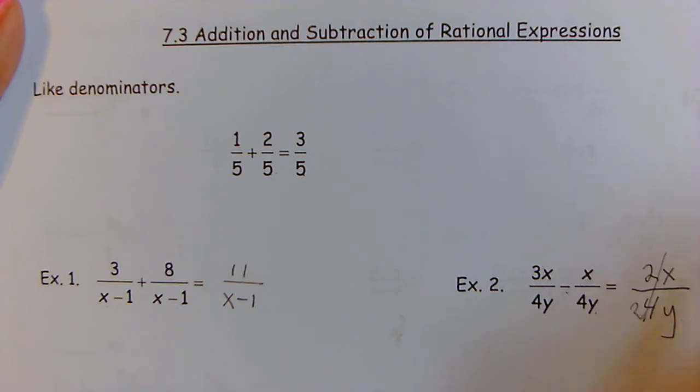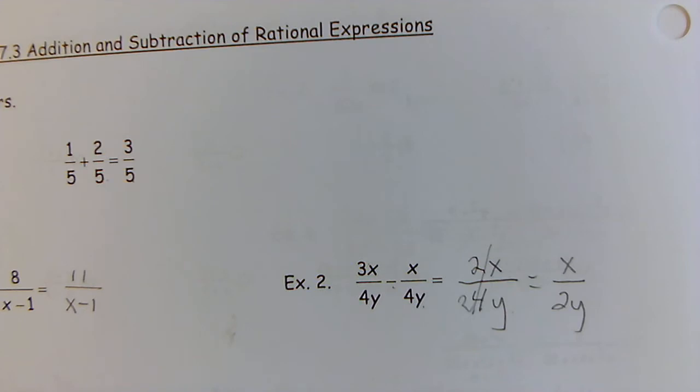I have that reduces to 1/2, so I have x over 2y is simplified. Sorry about that, I cut that out, so it's x over 2y. I don't need the 1 in front of the x.